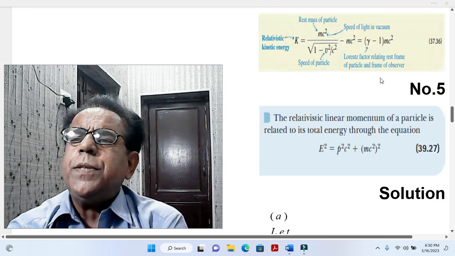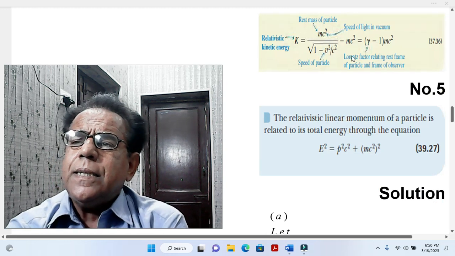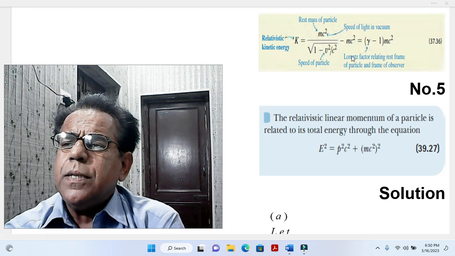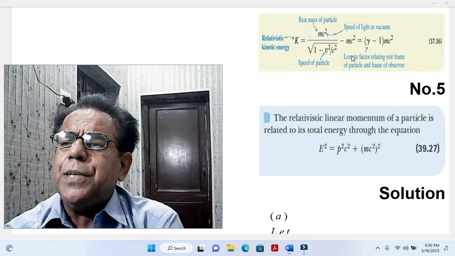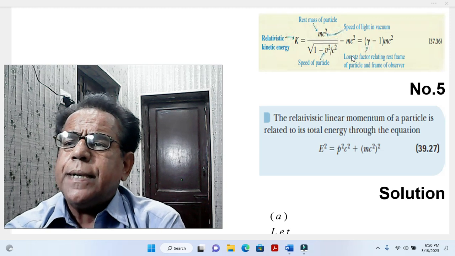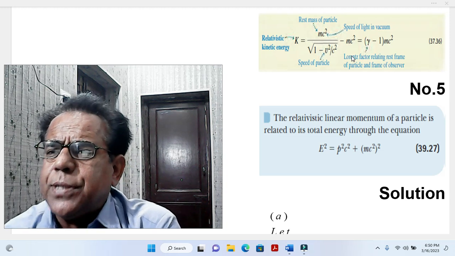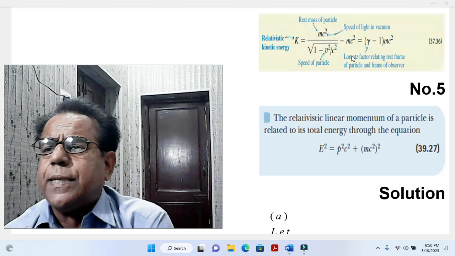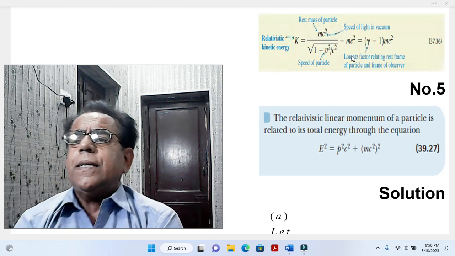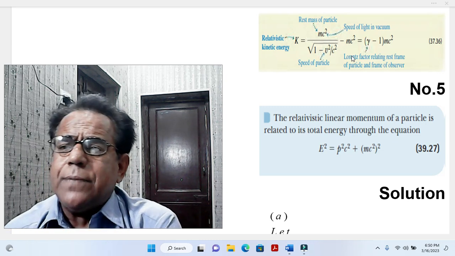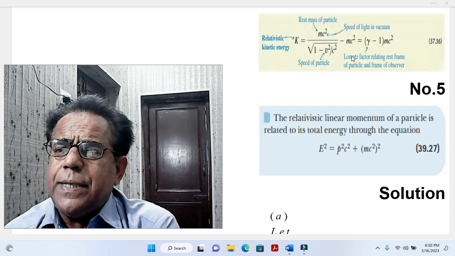37.27. No, this is not repeated. Anyhow, its contents have been repeated. Okay, relativistic energy K is equal to mc² over √(1 − v²/c²) minus mc², which alternatively becomes equal to (γ − 1) mc².